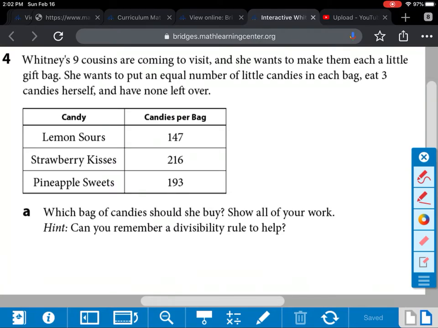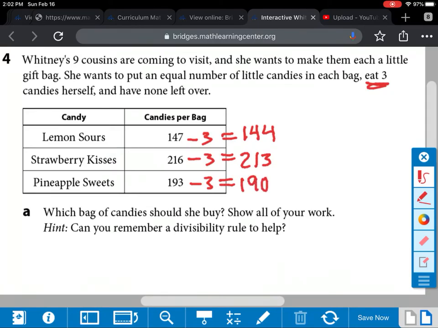So let's think about this first. If Whitney is eating 3 candies before, she obviously can't give them to her cousins. So we need to think, once Whitney eats her 3 candies, how much candy is going to be left in each bag? So once Whitney takes her candy, we're going to have 144 lemon sours left. We're going to have 213 strawberry kisses left, and we're going to have 190 pineapple sweets left. These are some weird candies.